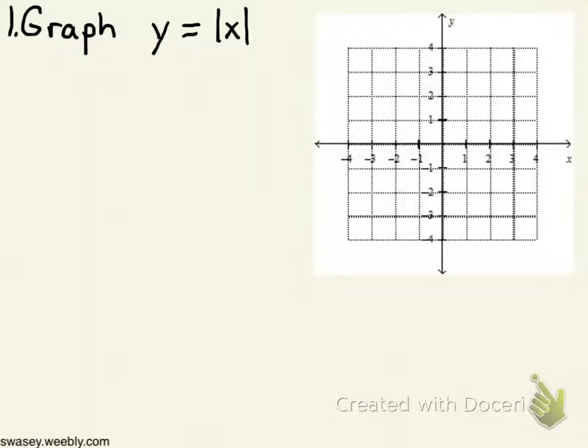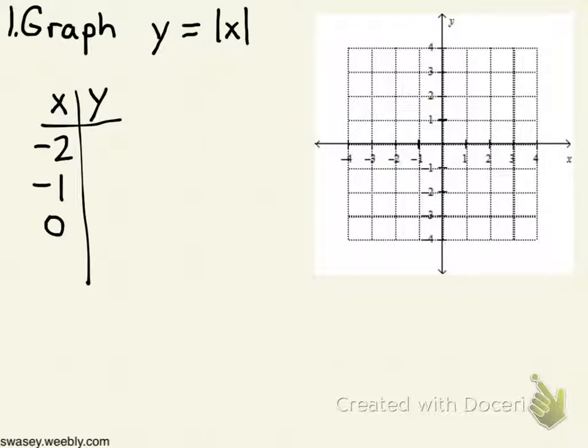Alright, we want to graph y equals the absolute value of x. Now, anytime you're graphing something you don't know how to graph, or something you haven't graphed, you don't know any specific way of graphing, you can just pick x values and put them in. So let's put in -2, -1, 0, 1, and 2. And we'll find the y values that go with it.